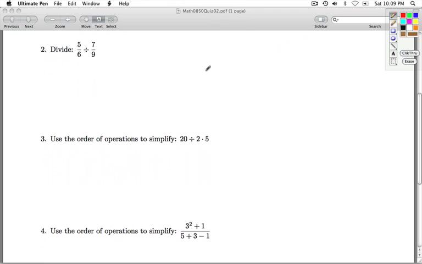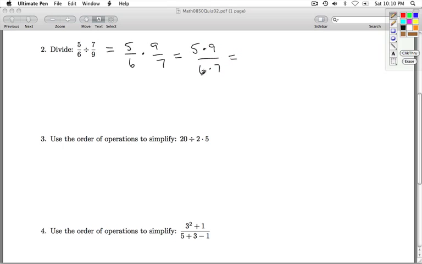Number 2, we're asked to divide 5/6 divided by 7/9. And so we convert this to multiplication, 5/6 times the reciprocal, 9/7. For fraction multiplication, I multiply the numerators and I multiply the denominators.